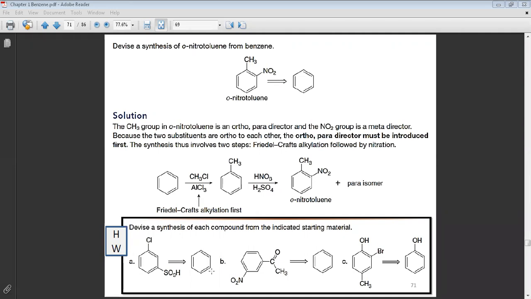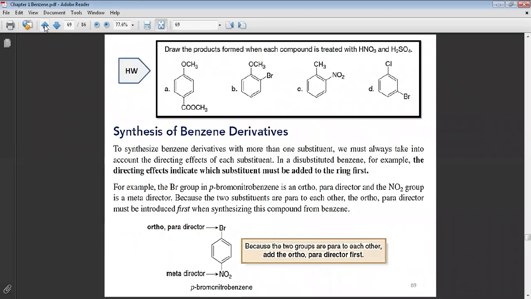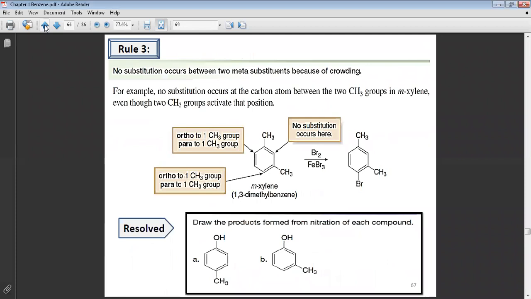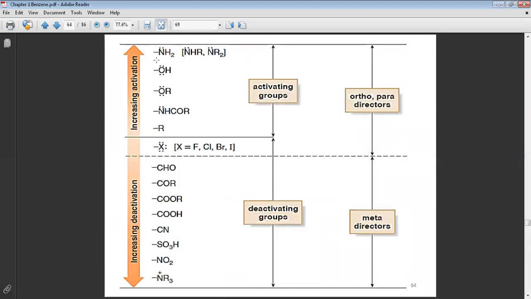But you have to know the orientation of all the groups. I said before, here, this group. Look at the NO2: a deactivating group and meta director. NO2 is very much a meta director.